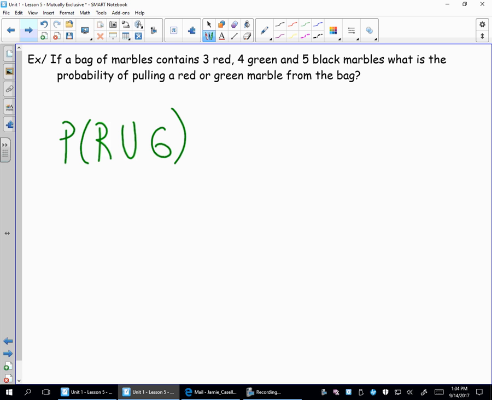The question I need to ask myself is, is this mutually exclusive? Is it possible to have both of those things happening at the same time? Well, it's not possible to get a red that is green at the same time. It's either red or it's green. So I can simply figure out the probability of red ones and add that to the probability of green ones. They're two distinct separate things.